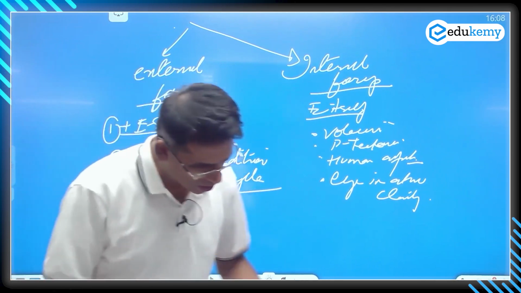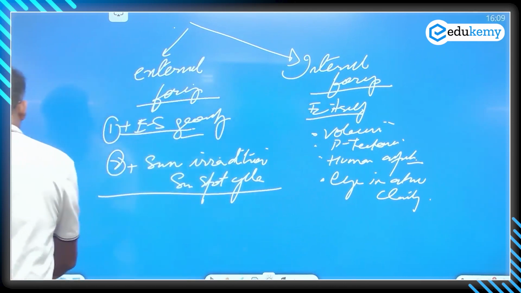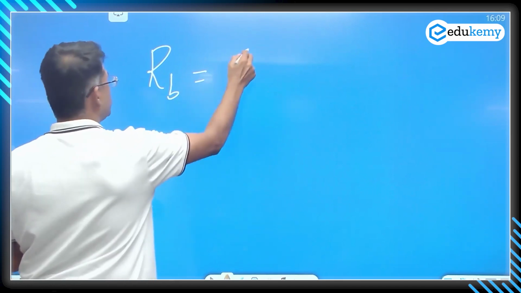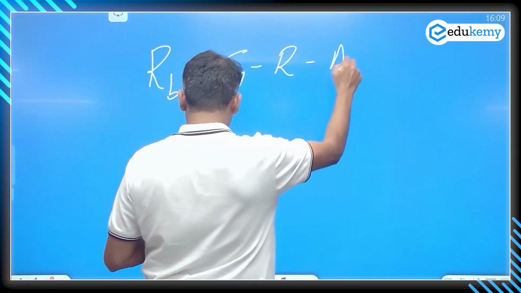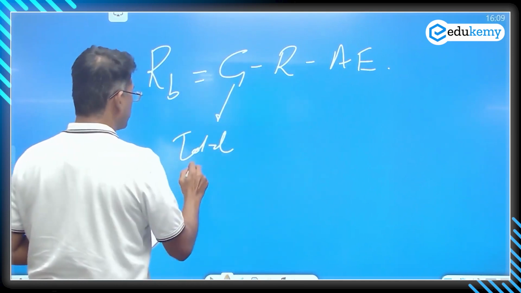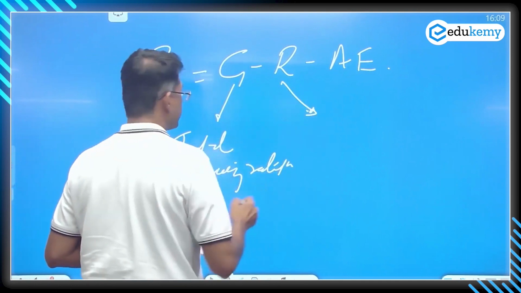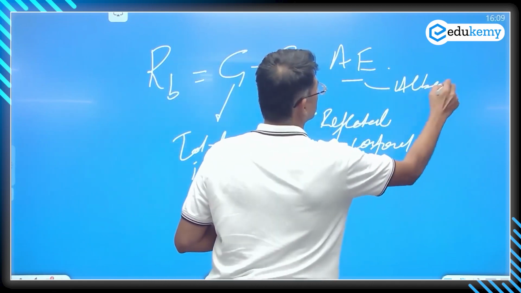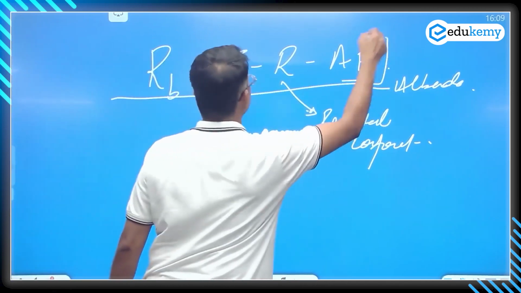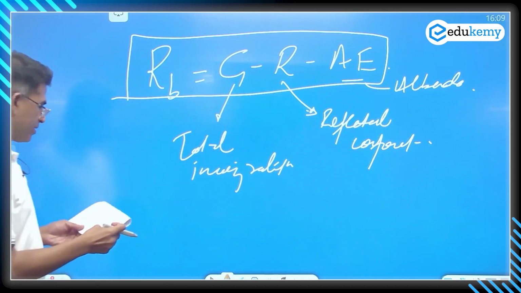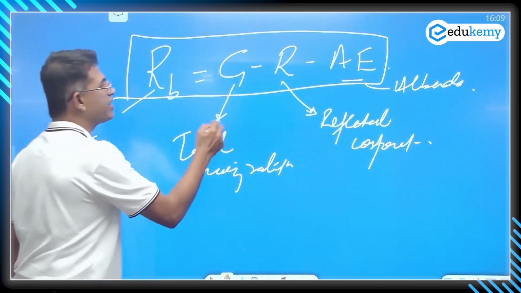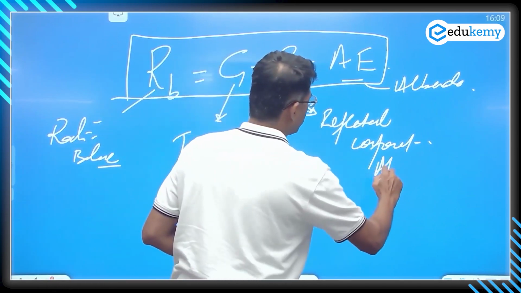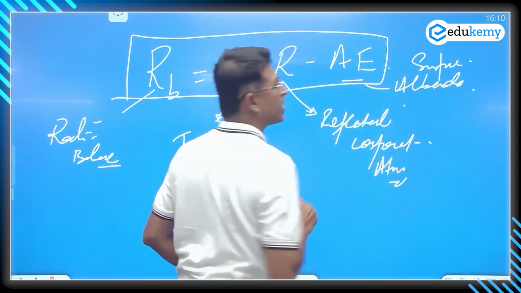Now you have an equation on this. Write down here. The radiation balance, we have the radiation balance RB. RB is equal to G minus R minus AE, where G is the total incoming radiation, R is the reflected component, and AE is the albedo. This is the expression for climatic forcing. Okay. RB is the radiation balance. This is the incoming radiation, reflected component. Okay. This is from the atmosphere, and this is largely the surface albedo.